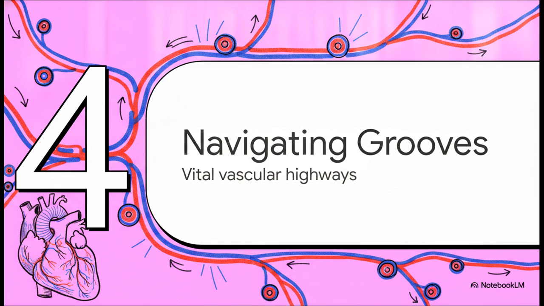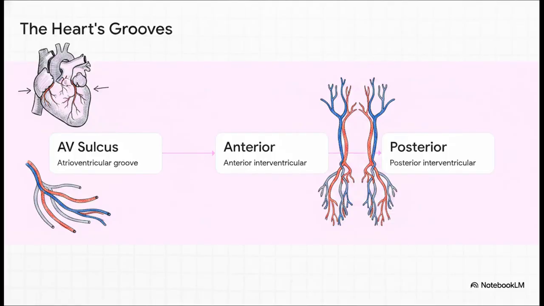Let's move to section 4, navigating the heart's grooves, the vital vascular highways. Okay, so knowing the chambers is great, but how does this tirelessly working muscle actually feed itself? We're going to turn our attention to the surface sulci. These are sunken grooves on the outside of the heart that act as vital vascular highways.